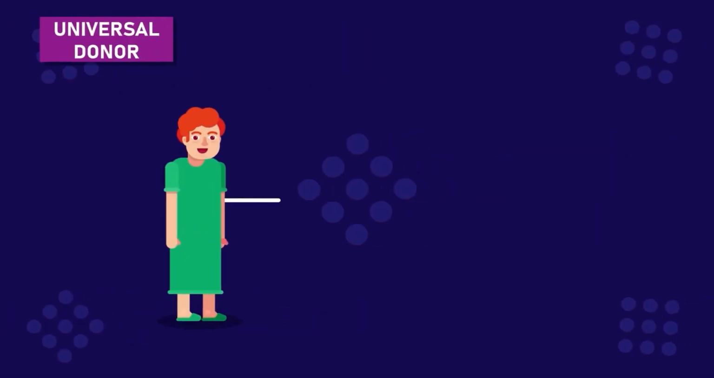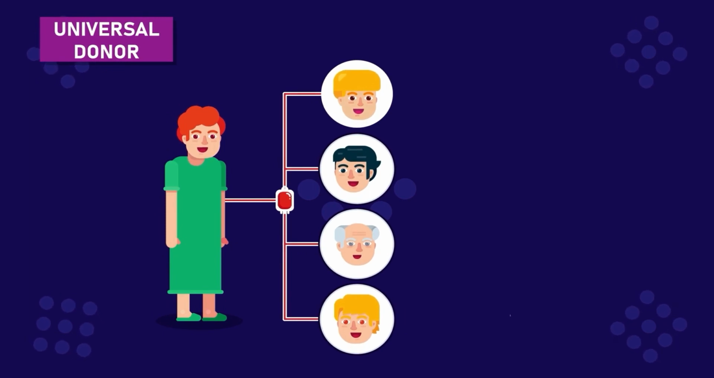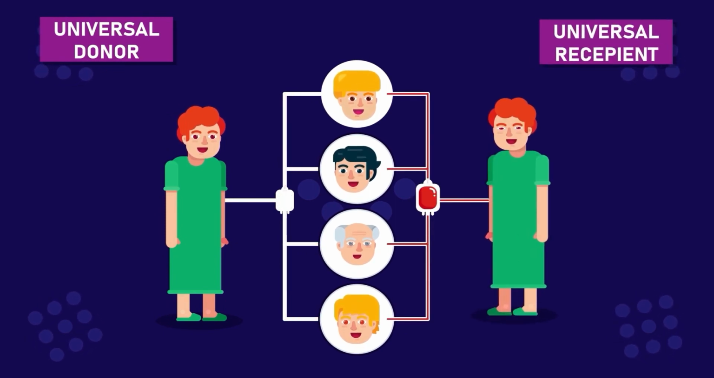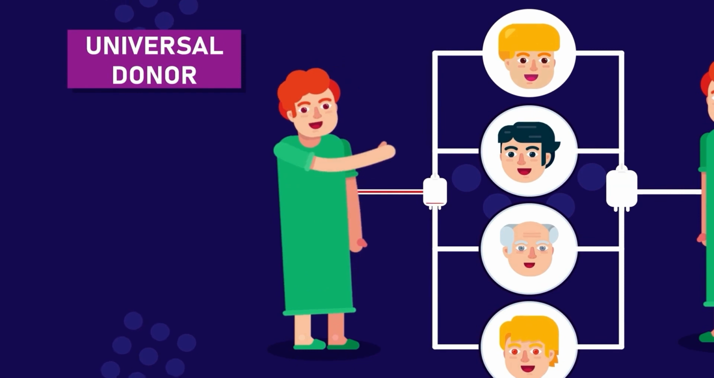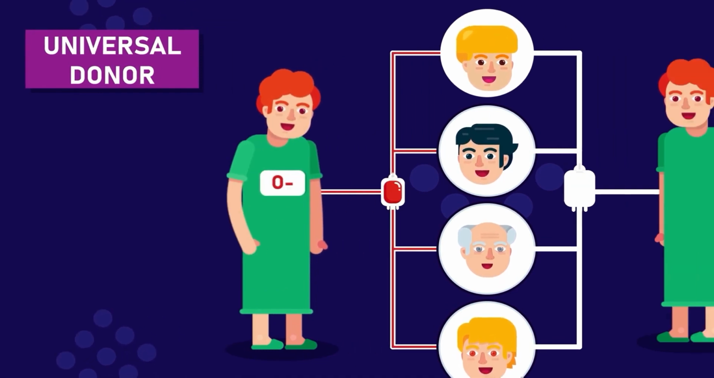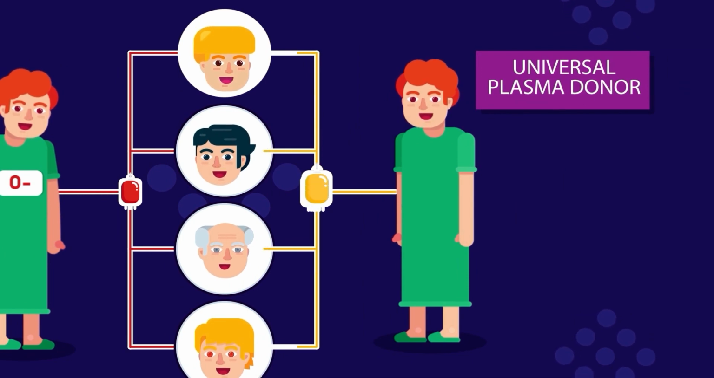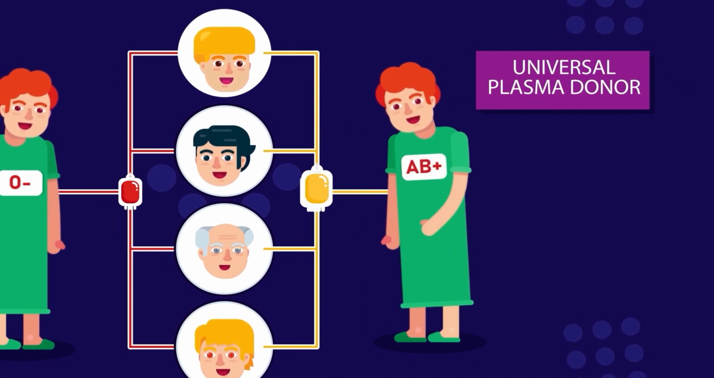Are you a universal donor? A universal recipient? The universal red cell donor has type O negative blood type. The universal plasma donor has type AB positive blood type.